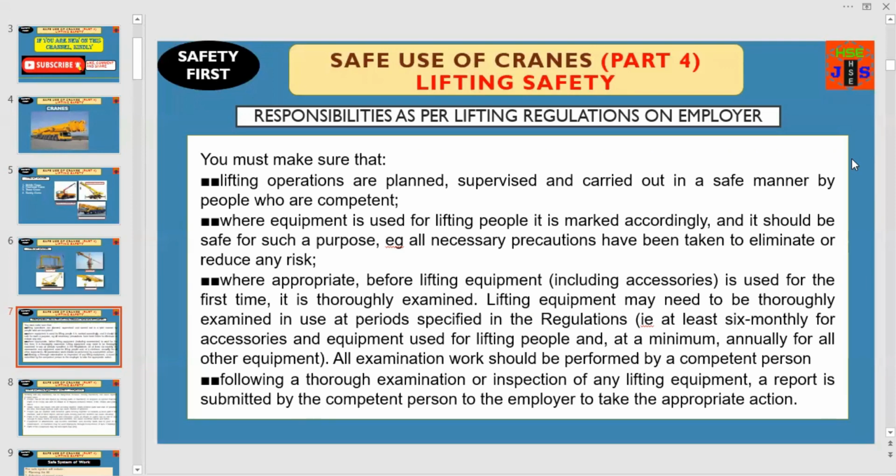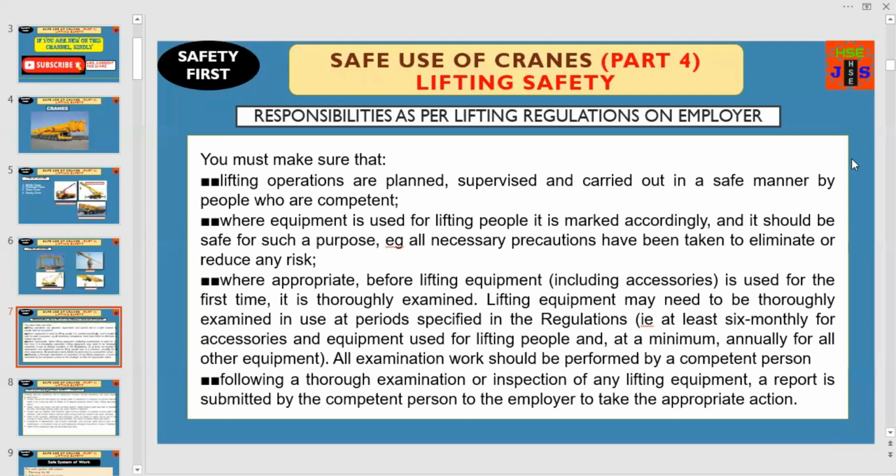Where appropriate, before lifting equipment, including accessories, is used for the first time, it is thoroughly examined. Lifting equipment may need to be thoroughly examined in use at periods specified in the regulations. At least 6 monthly for accessories and equipment used for lifting people, and at a minimum annually for all other equipment. All examination work should be performed by a competent person.